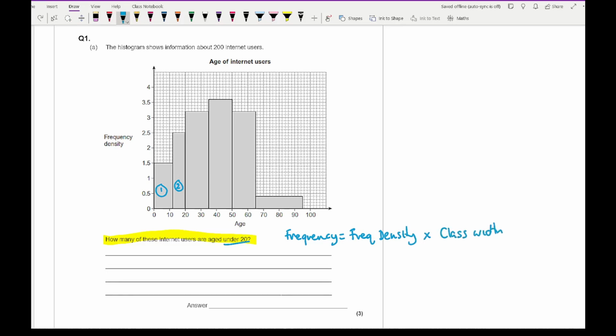So looking at the area of 1, well, the frequency density is 1.5, and we multiply that by the class width, which we work out to be 12, so that's going to be 1.5 times 12. Now for the area of 2, that's going to be 8 times the frequency density, which is 2.5. On my calculator, if I simply work out those two areas, that one is going to be 18, that one is going to be 20, add the 2 up and we get a total answer of 38.